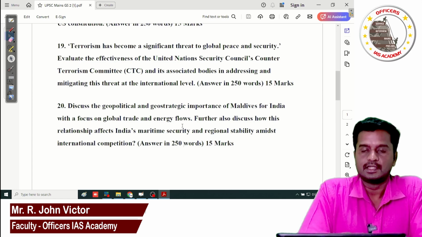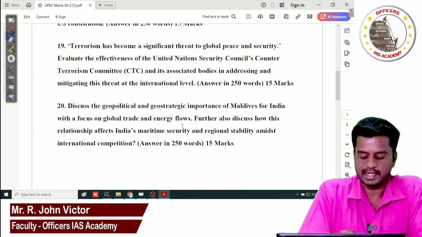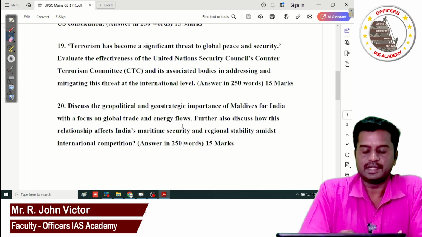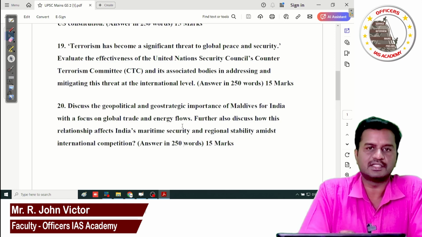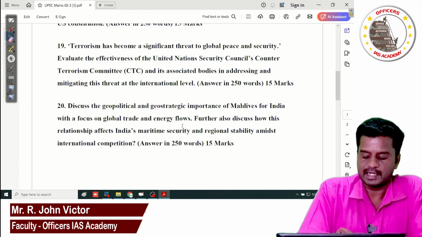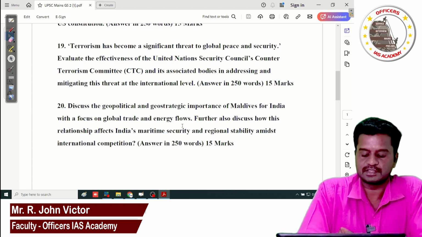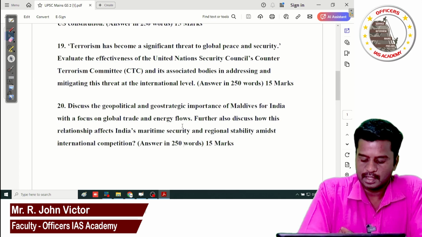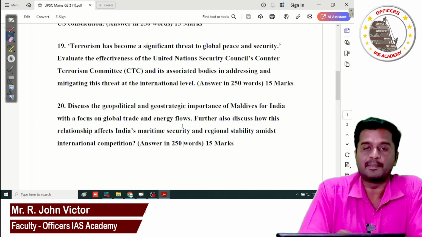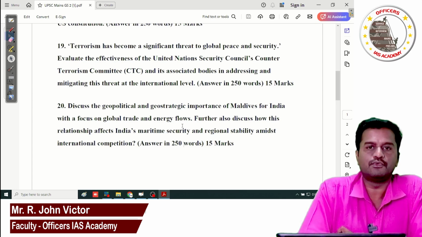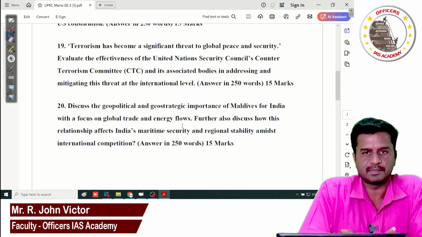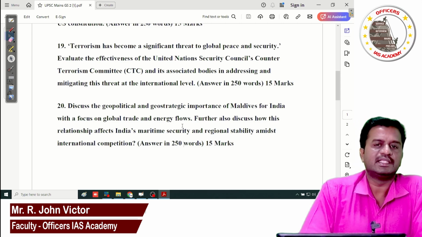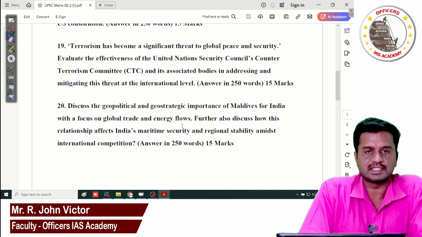Decode the question first. The core of the question is India's relationship with Maldives. So we have to discuss the geopolitical and geostrategic importance of the India-Maldives relationship with focus on global trade and energy flow. Secondly, I have to discuss how this relationship affects India's maritime security and regional stability amidst international competition. In the second part, we have to mainly focus on the competition coming from China in the Indian Ocean region. So this is what UPSC is expecting from us: the India-Maldives relationship and the irritant in the relationship in the form of competition. Okay, let's discuss the answer.